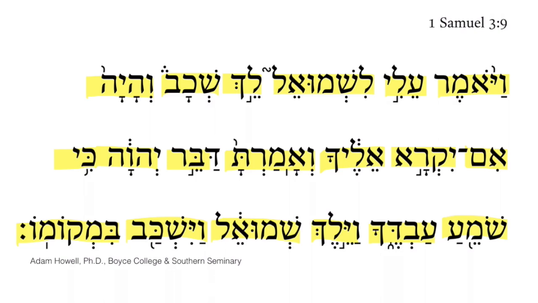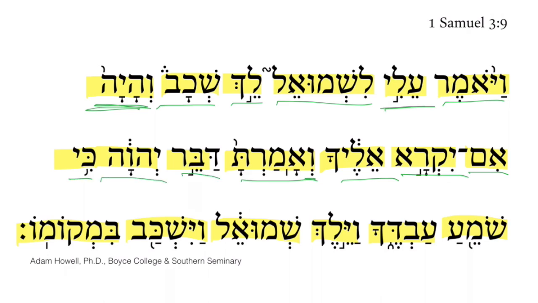And so we get here at the beginning, and then Eli said to Samuel, "Go, lie down. And it shall be, if he calls to you, then you shall say, Speak, Lord, for your servant is listening," or is a listener. And so Samuel went, and he laid down in his place.